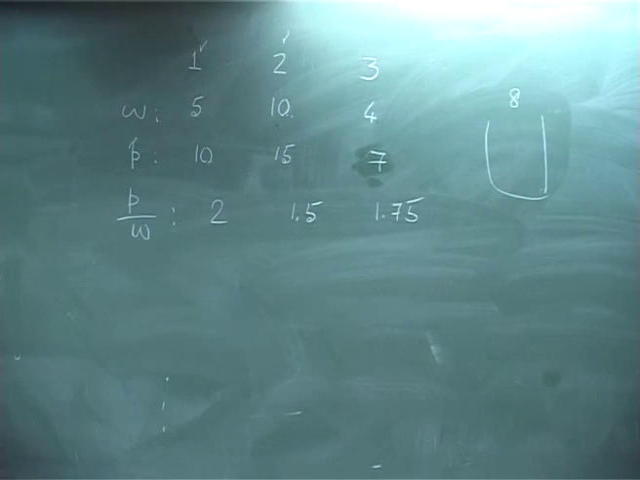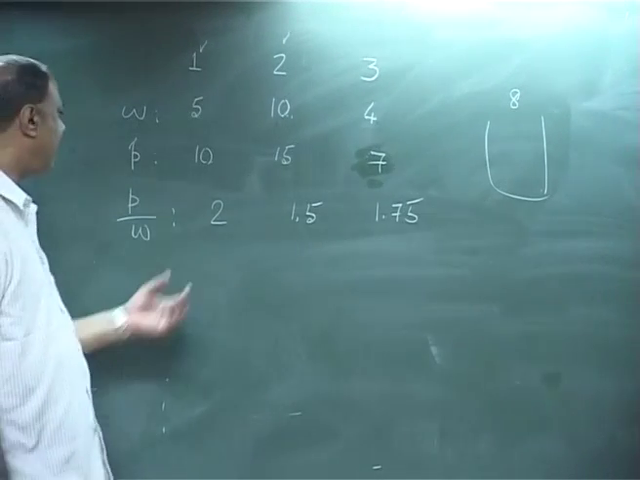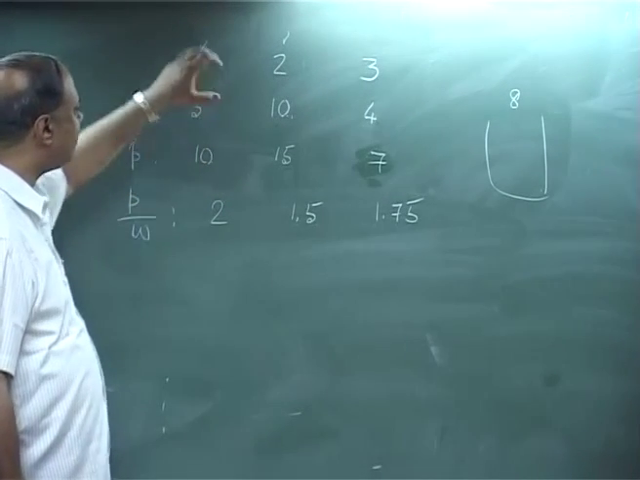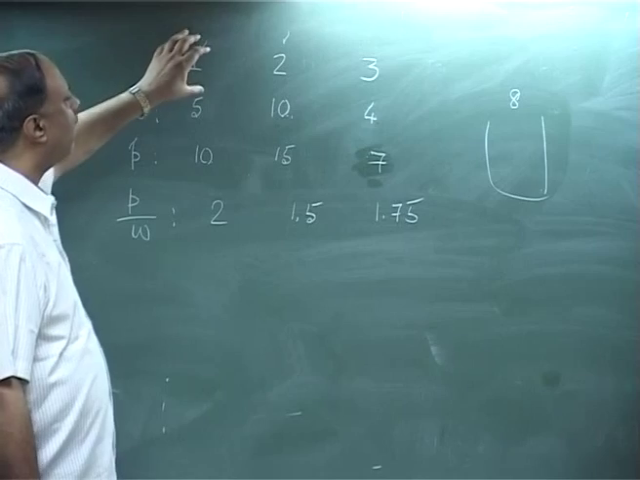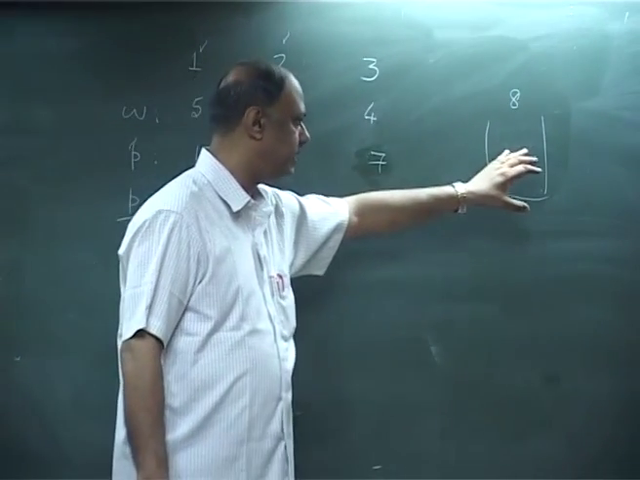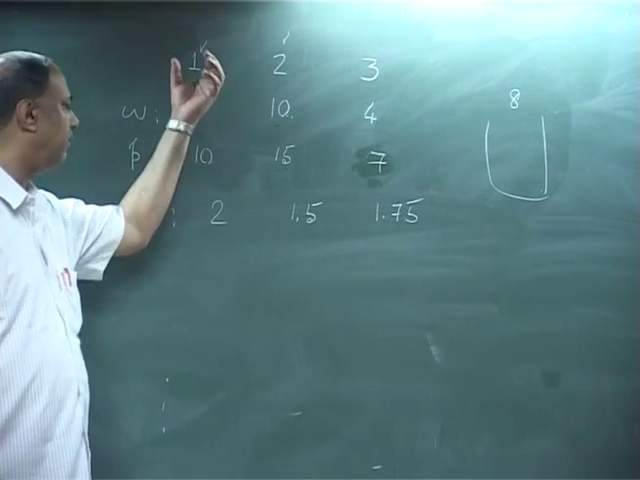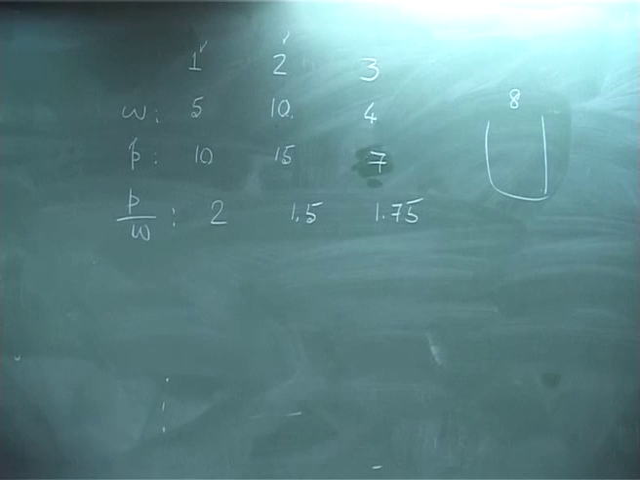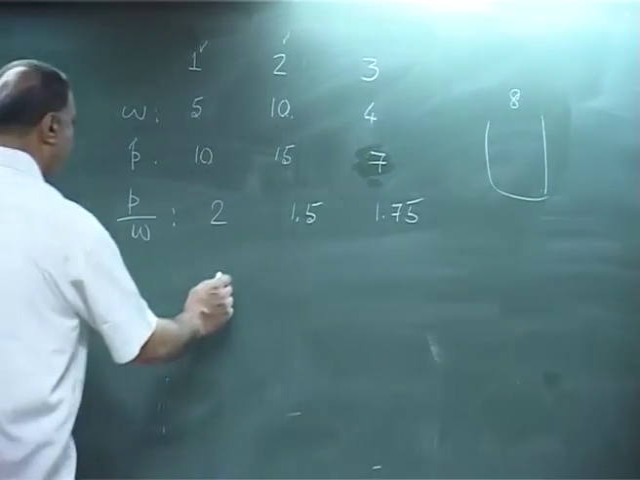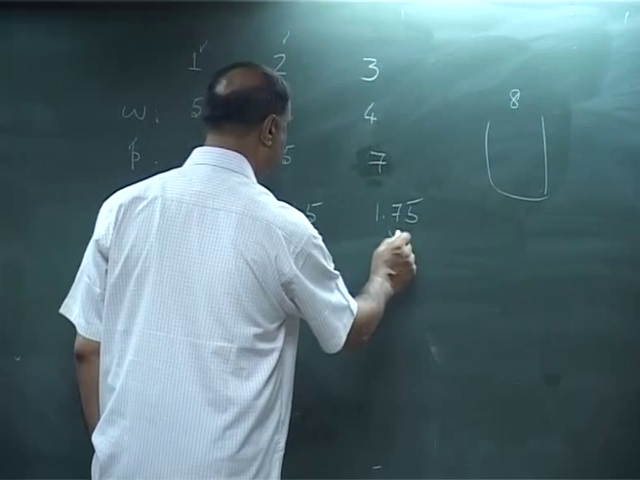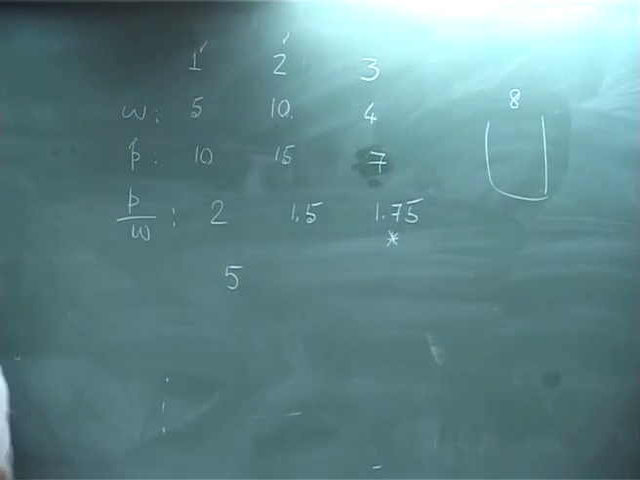This is 1.75. So that means I must put as much as I can from item 1 into my bag, because I am getting the maximum per unit profit on item 1. So I will take 5 units of item 1. Then the next item is this one, because it gives the next maximum per unit profit.